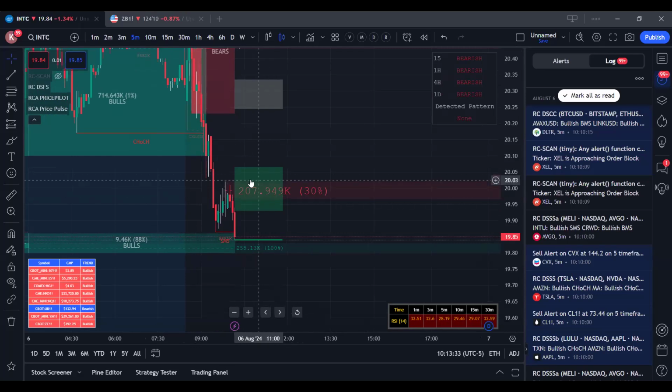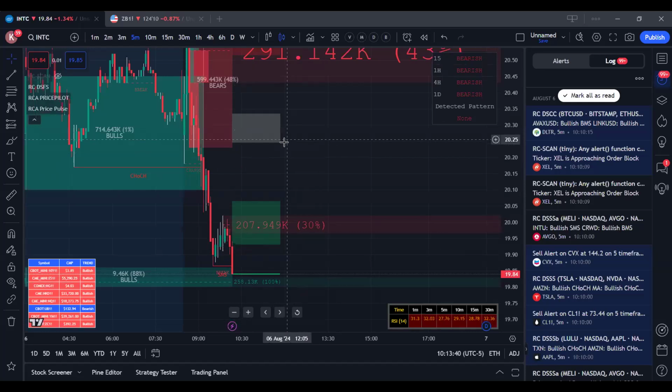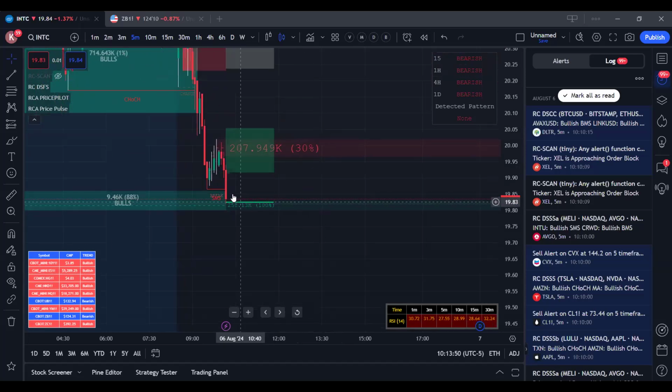So the only problem is there is a big sell order. If you don't have a sell order block, then it can go all the way till here. You can buy stocks, you can sell the options, right? You can sell 19.5 or 19.8. But yeah, let us wait for a green candle and then we can look into it.